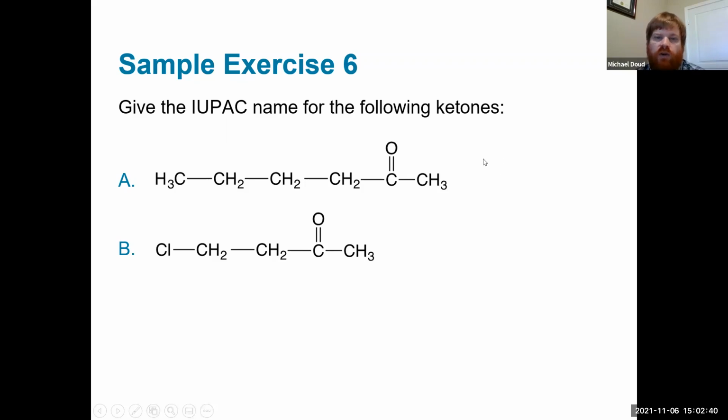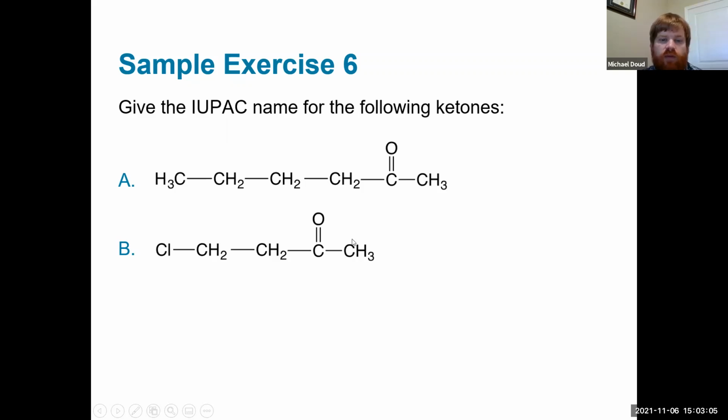Okay, let's go ahead and go through the answers. So I'll go through it first, and then we'll go through the books. So the way I would look at this is I see I have a ketone here. So I want to start my numbering from over here. 1, 2, 3, 4, 5, 6 carbons. So it's going to be hexanone. And then the ketone is on carbon 2. So it would be 2-hexanone. And there's no substituent, so we don't have to worry about that.